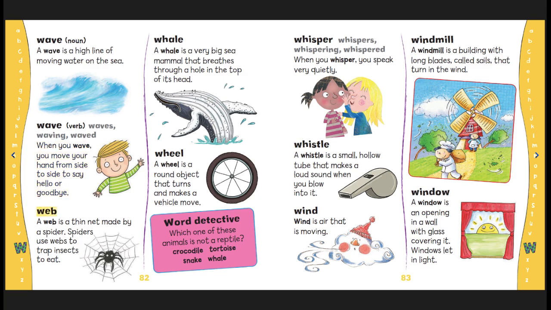Web. A web is a thin net made by a spider. Spiders use webs to trap insects to eat. Whale. A whale is a very big sea mammal that breathes through a hole in the top of its head.